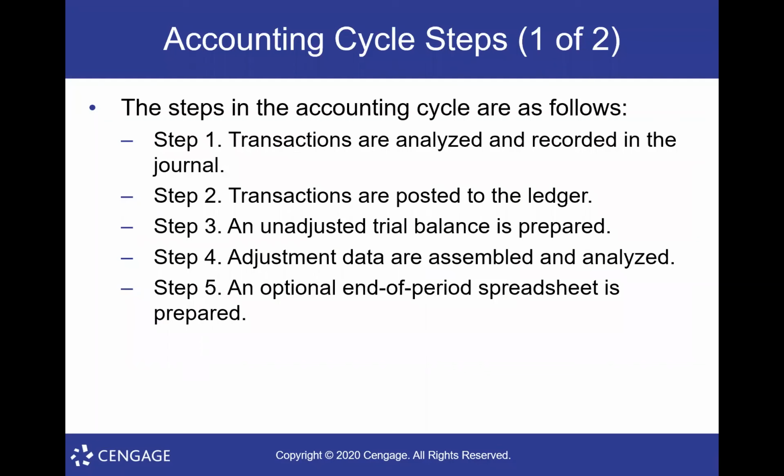All right. So this is just a rehash of what I started with, the accounting cycle. Step one, transactions are analyzed and recorded in the journal. Step two, they're posted to the ledger. Step three, an unadjusted trial balance is prepared. Step four, adjustment data are assembled and analyzed. Step 5, an optional end of period spreadsheet is prepared.